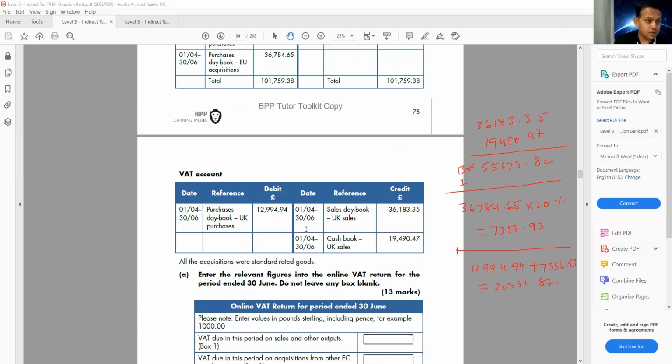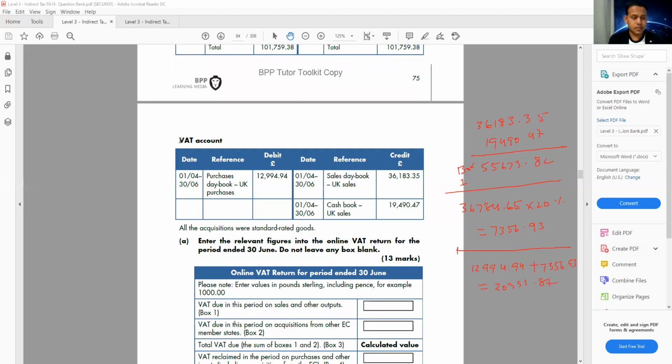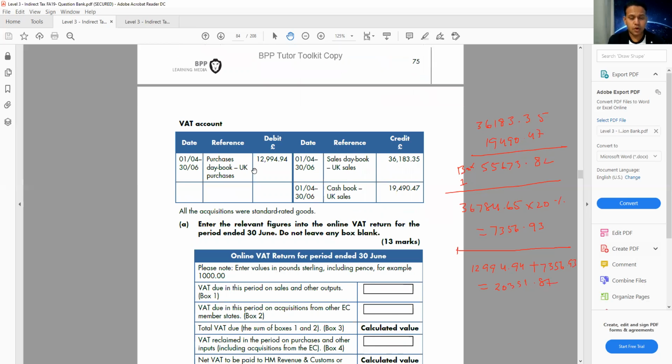Where do you record the acquisition VAT on the VAT account? On the VAT account, actually you don't record this one. You see, this is your VAT control account, and this one you don't show here. You show it separately. On the VAT account, you only record all this from the UK, not any EU acquisition.